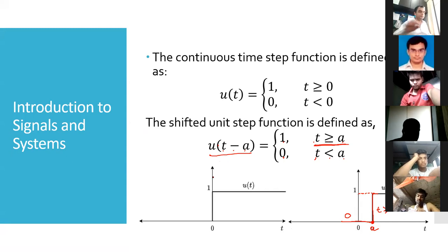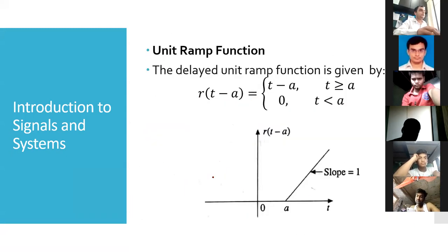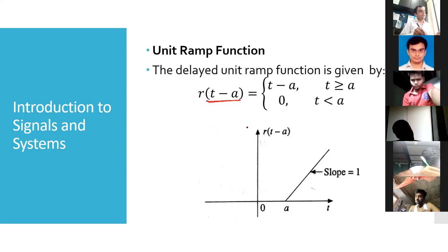Done, okay. Now the next one, that is the delayed unit ramp function. See, here also it is very simple that the delayed unit ramp function is defined for t greater than or equal to a. So its value is t minus a for t greater than or equal to a, and it is 0 for t less than a. Understood?